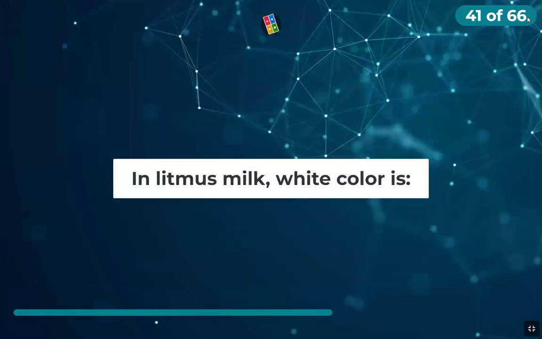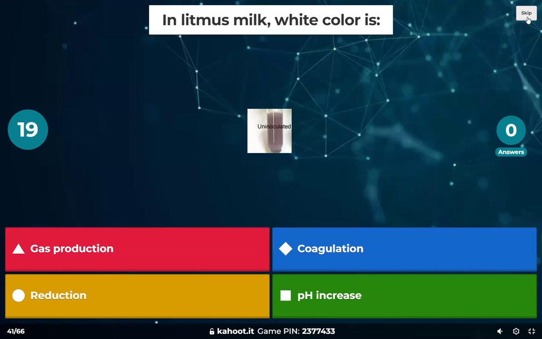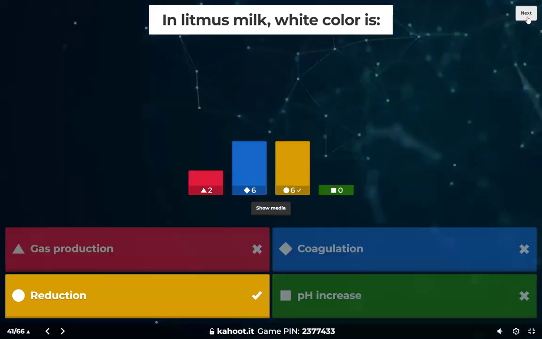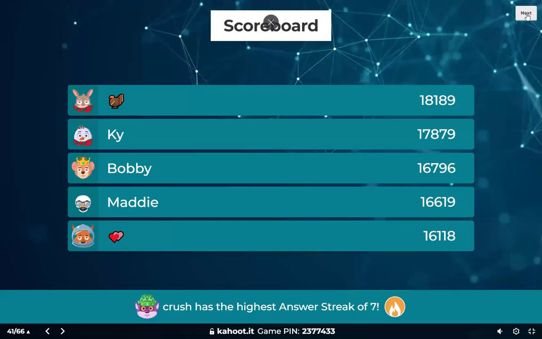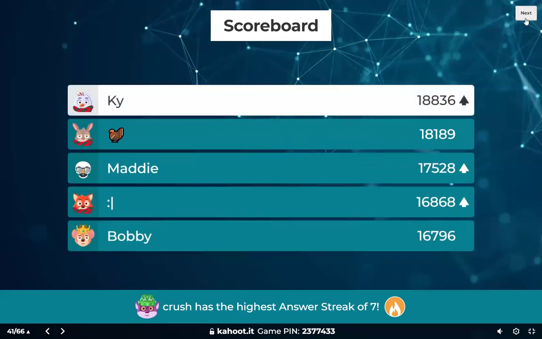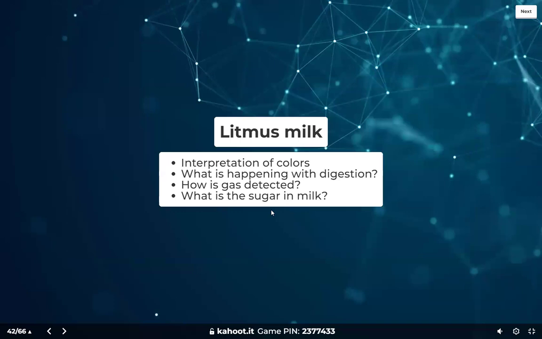In litmus milk, what does white mean? All right, so white is reduction for this one. You can have white color and not have coagulation, so I'll let you guys know that too. But if you have coagulation, it can be white or pink. Our interpretation of our colors, we kind of went over in our little chart over here.